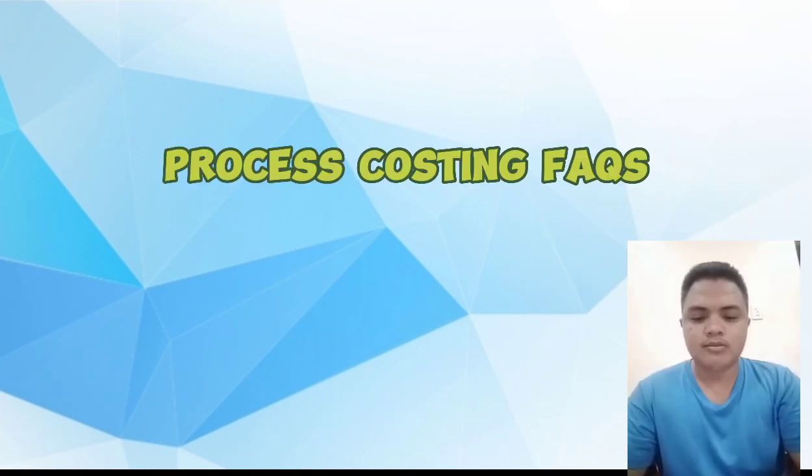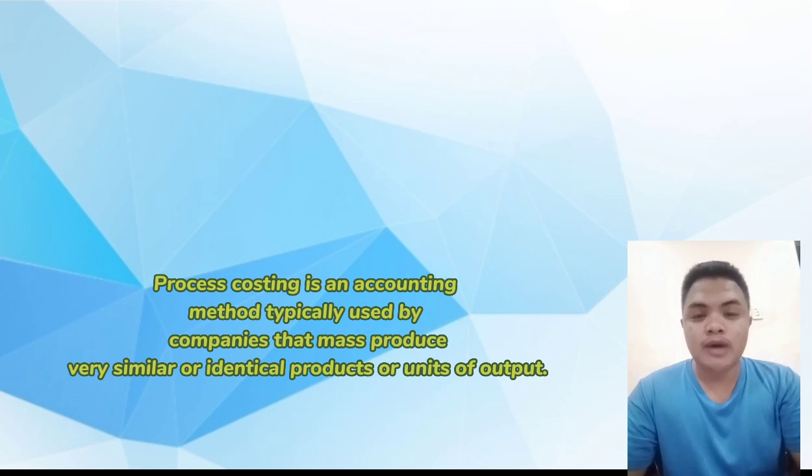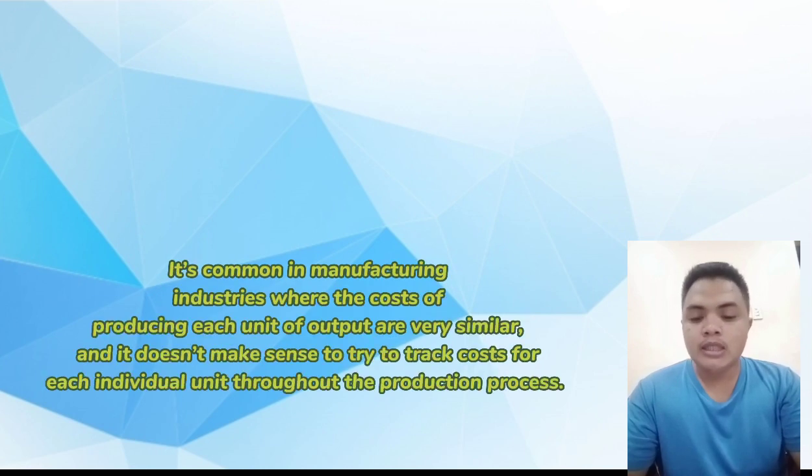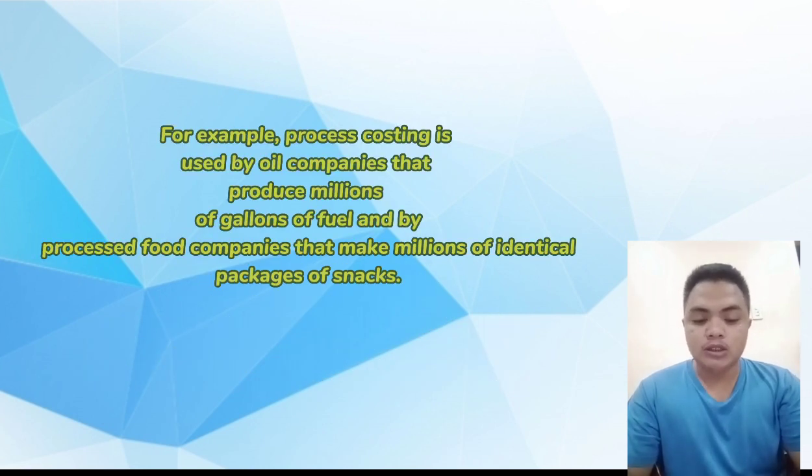Process costing FAQs. Process costing is an accounting method typically used by companies that mass produce very similar or identical products or units of output. It's common in manufacturing industries where the cost of producing each unit of output is very similar, and it doesn't make sense to try to track cost for each individual unit throughout the production process. For example, process costing is used by oil companies that produce millions of gallons of fuel and by processed food companies that make millions of identical packages of snacks.